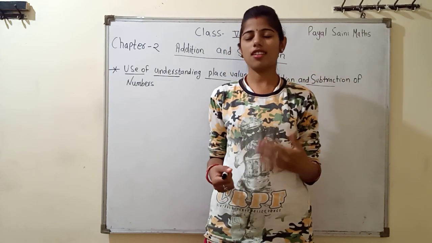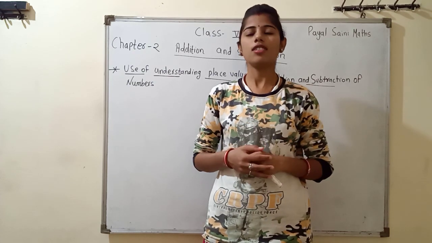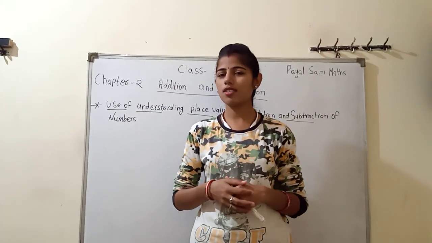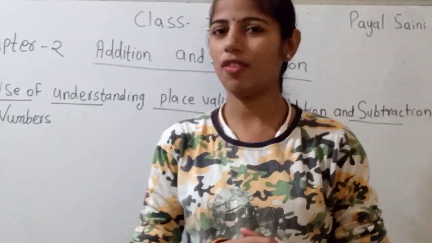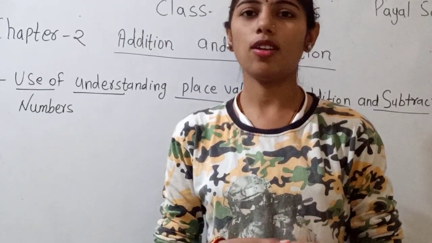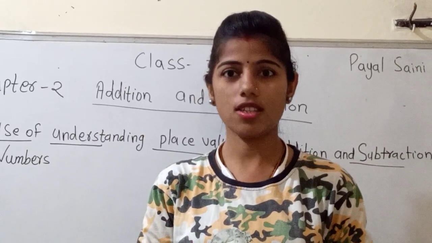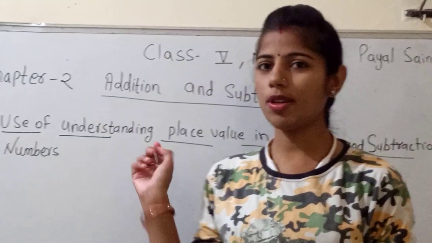Now, in the last video, chapter number 1 of 5th class was completed. Chapter number 1 is about numbers. In numbers we learn about place value, face value, ascending order, descending order, and also the comparison of numbers. Now we start our next chapter, chapter number 2.